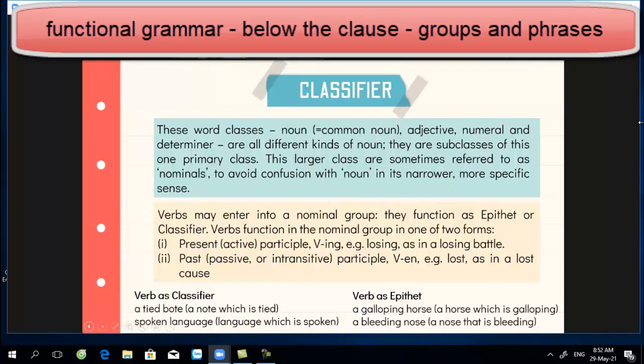Verbs function in the nominal group in one of two forms. The first form is the present, active participle, verb-ing, for example, losing, as in a losing battle. The second form is the past, passive, or intransitive participle, for example, lost, as in a lost cause. And we can see examples of verb as classifier and verb as epithet.